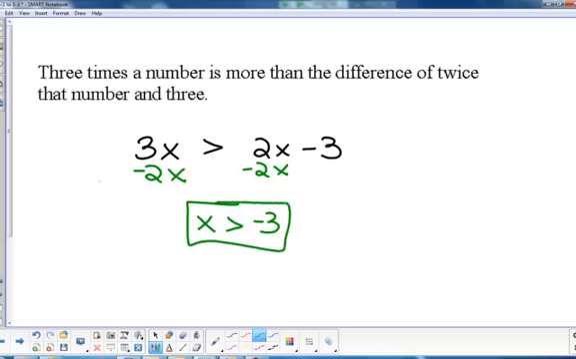And then if I'm going to graph that on a number line, you probably want to start at 0. And my negative 3 would have an open circle because there's no equal to below that. And then it's greater than, so my arrow goes to the right.